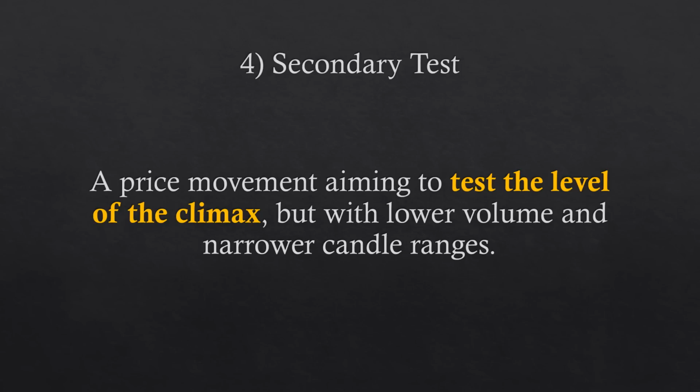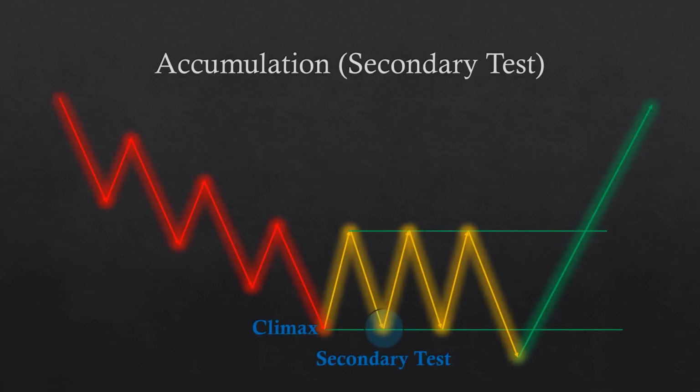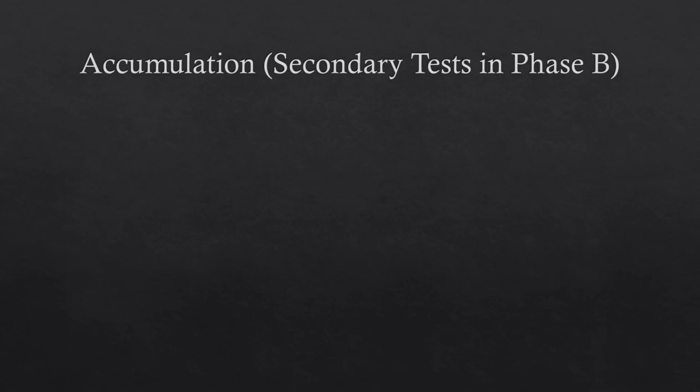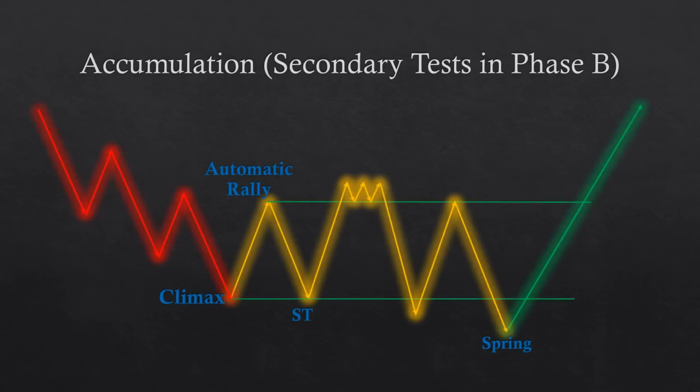However, other secondary tests can occur in phase B, and they represent a challenge to traders using the Wyckoff methodology because they sometimes produce minor false breakouts. In this illustration, you can see the example of a secondary test in an accumulation structure, and in this other illustration, you can see the example of a secondary test in a distribution structure. When we talk about accumulation or reaccumulation processes, the minor false breakout of the upper limit, which is actually a secondary test, is labeled upthrust action.